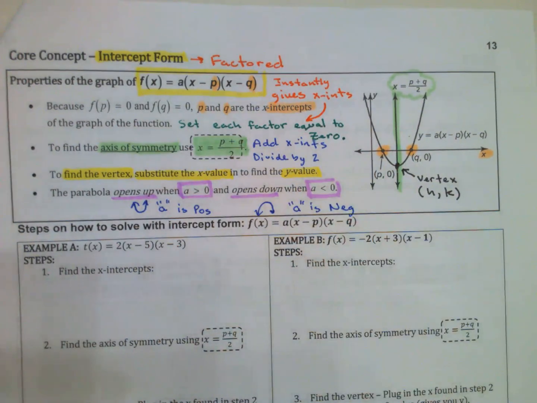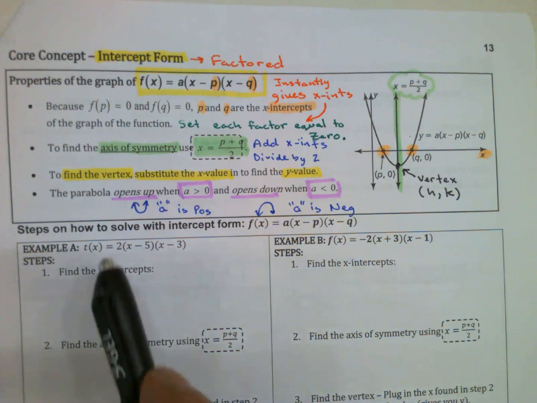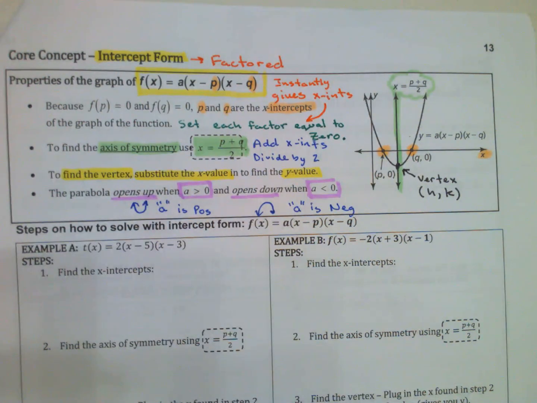Nothing new. We're just bringing back everything that we've talked about already when it comes to parabolas, but now we're just making sure that we understand how to handle intercept form. So intercept form has its own plan of attack, right? When it was standard form, I got the y-intercept right away, and then I started looking for the axis of symmetry. So this one's going to be a little bit different.